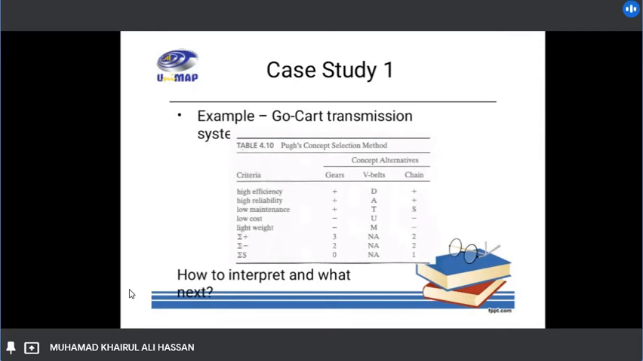So once we have all the plus and minus, we sum all the positives and negatives. For the gear system, we notice they have 3 positive, negative 2, same 0. Compared to the chain, they have 2 positive, negative 2, same 1. Okay, class, from this table, which system is preferable?